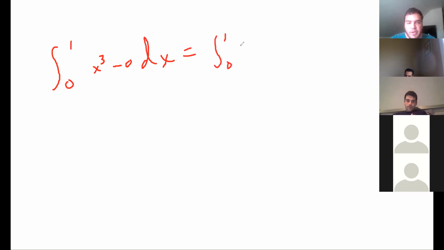So from the bounds of 0 to 1, the top integral is x to the third power. And the bottom integral is simply y equals 0. So it should be minus 0 dx. Well, since it's minus 0, all I know is it's going to be the integral from 0 to 1 of x cubed dx. So we have a very simple base in this one.